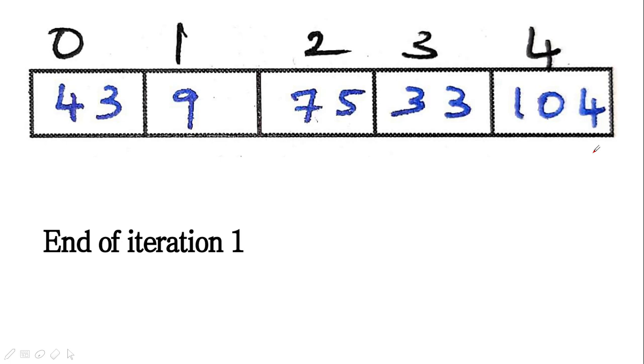Please understand that in bubble sort, you compare the ith element with the element to its right. So the element at position i should be compared with the element at position i plus 1 and check whether the rule is abided. If you are doing ascending order, the element at location i should be less than the element at location i plus 1.